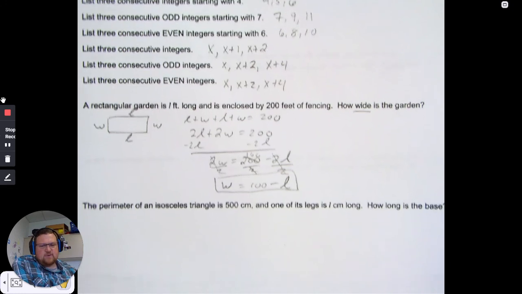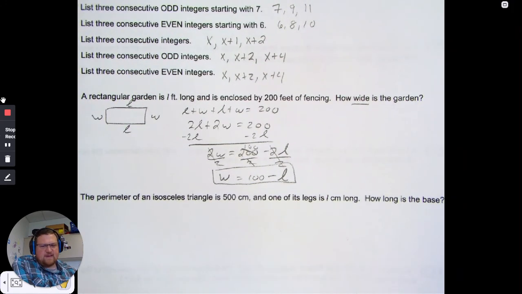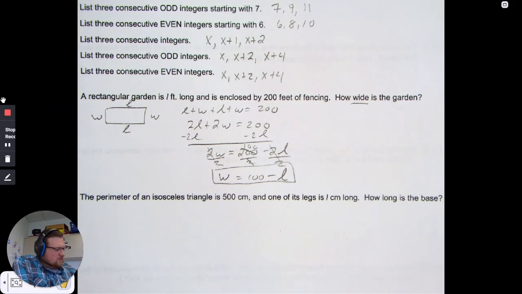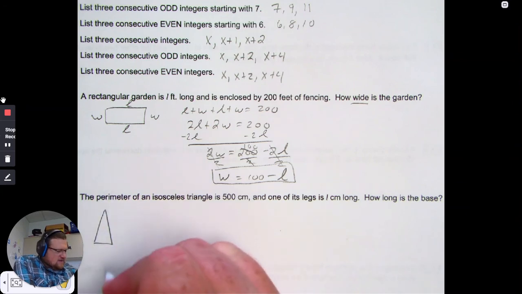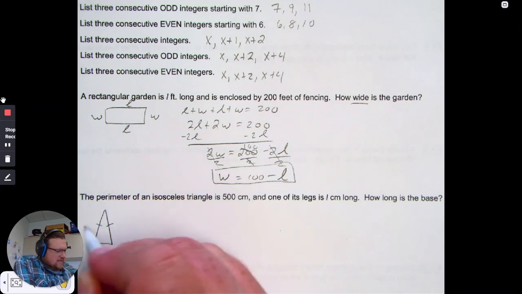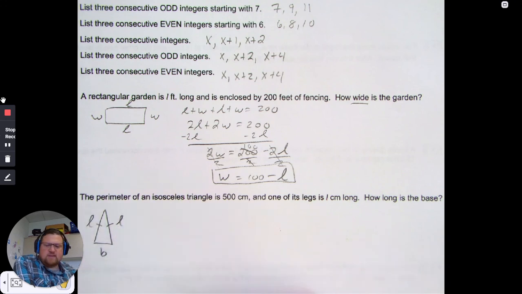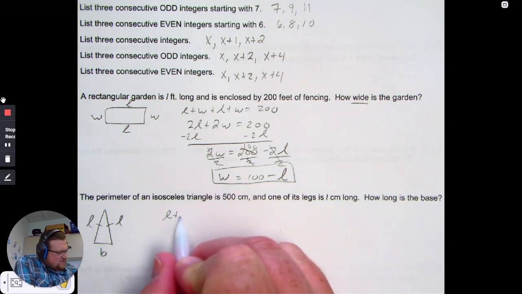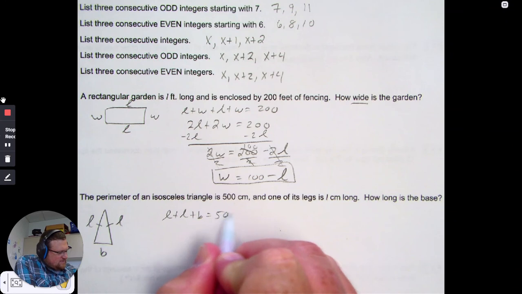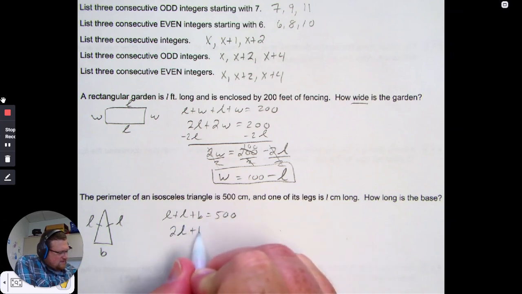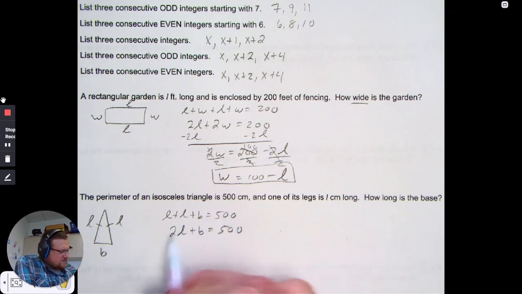Okay, this next one, the perimeter of an isosceles triangle is 500 centimeters. Well, what do we know about an isosceles triangle? Right, an isosceles triangle has to have 2 congruent legs, and then it has a base. So it tells us that the perimeter is 500 if the legs are L centimeters long. How long is the base? So L plus L plus B has to equal 500. So 2L plus B equals 500 because L plus L gives us 2L.